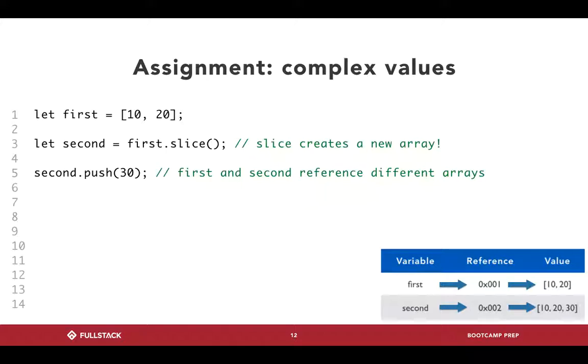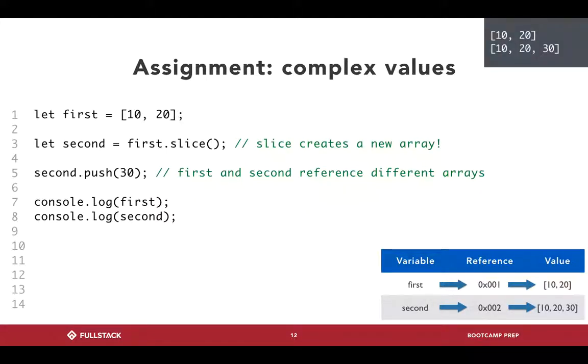Therefore, if I do second dot push 30, well, great. I'm changing my own copy of the array, so it doesn't impact the other person or wherever they've been moving with it. So first remains 10 20, and second becomes 10 20 30. Cool. Any questions?